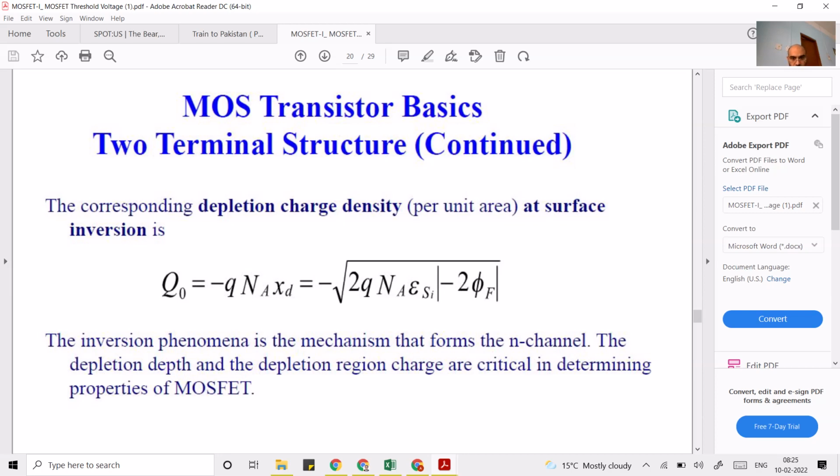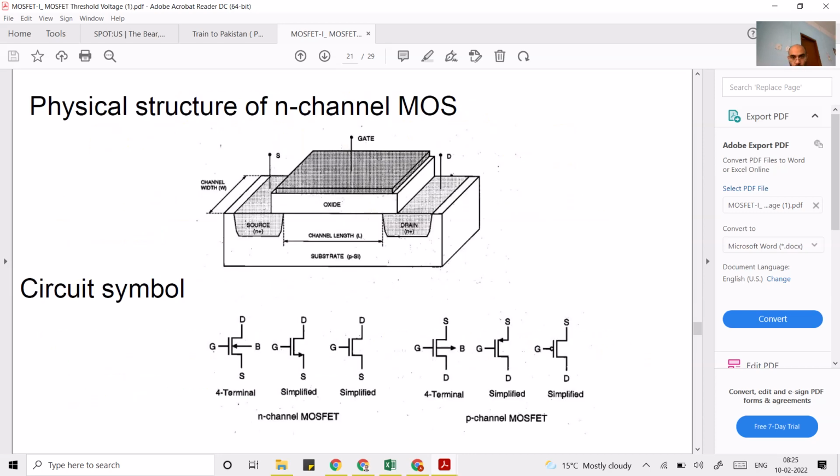Then the inversion phenomenon occurs at the surface, and this in turn is responsible for the formation of the N channel in the region near the surface. So now let's see, this is what our structure is, and this is how the symbols for this look.